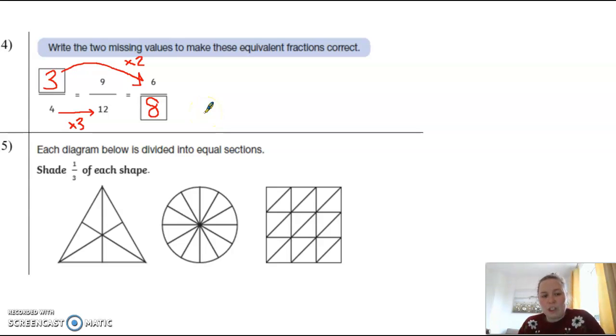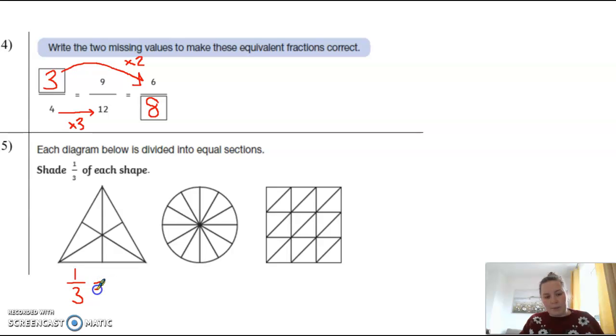Number 5 then, you were shading. So you need to shade a third. Remember, the top number is how many to shade, the bottom number is of the total you've got. Now none of these shapes have got 3 parts. So I'm going to have to find equivalent fractions. So I want 1/3.